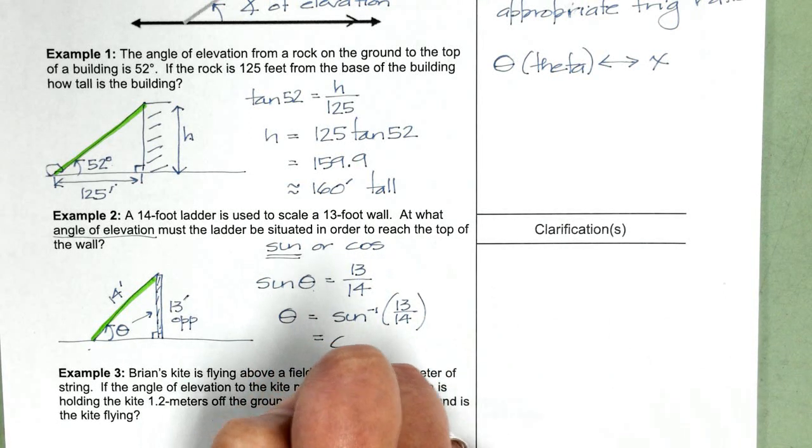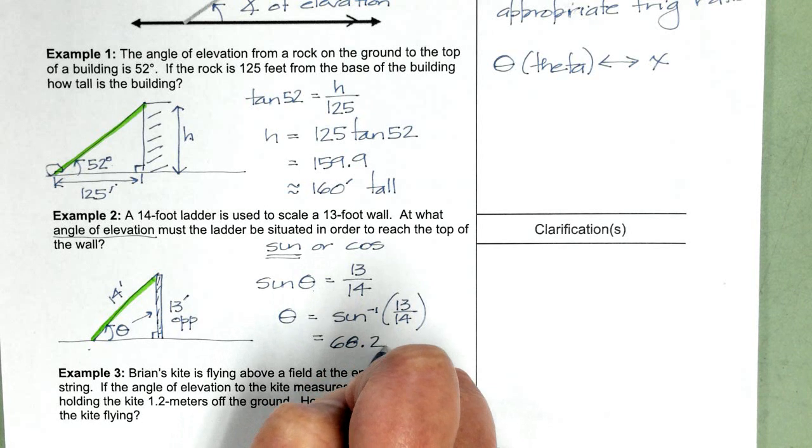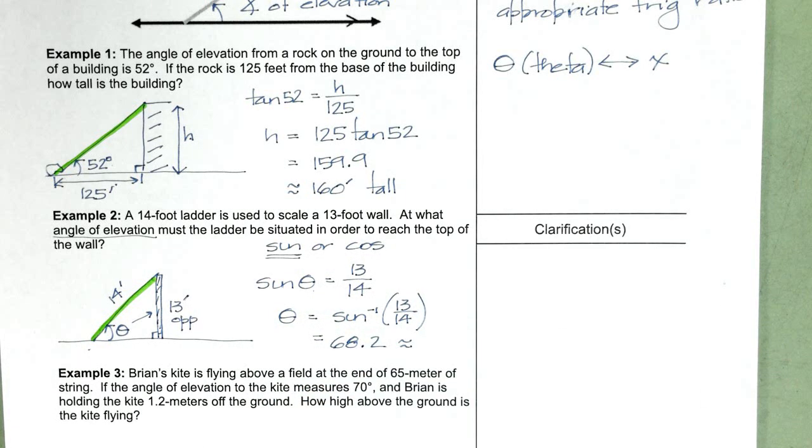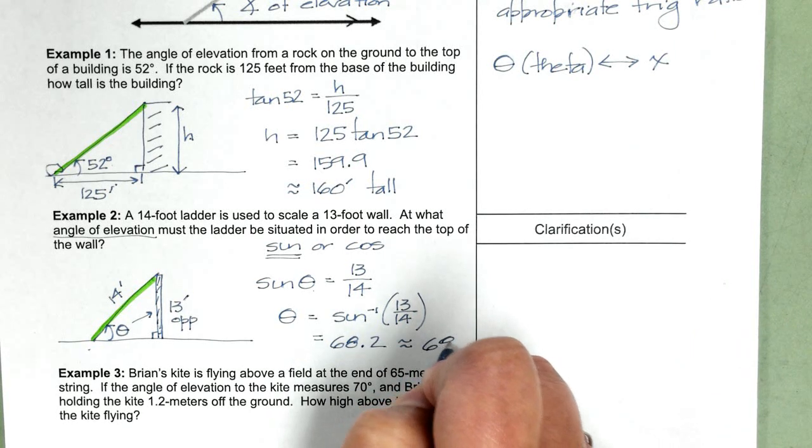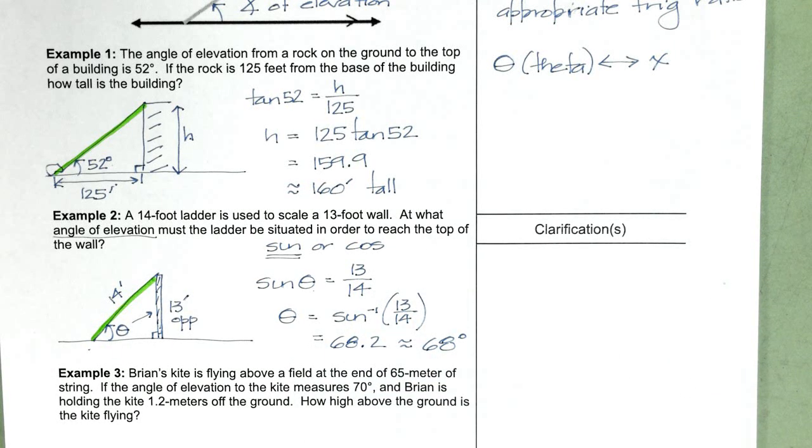and we get 68.2. We've been rounding our angles to the nearest degree, so if we round this to the nearest degree, we have 68 degrees.